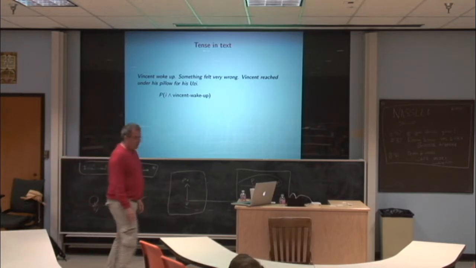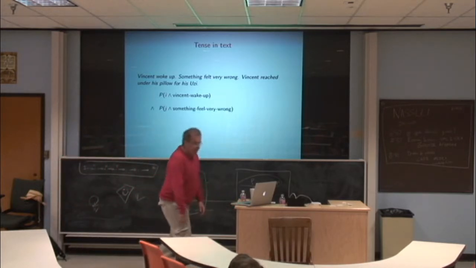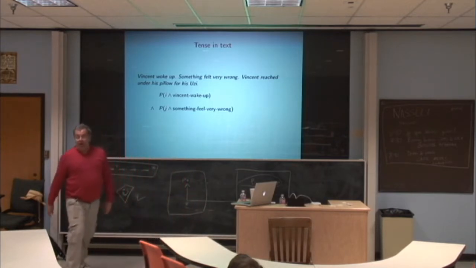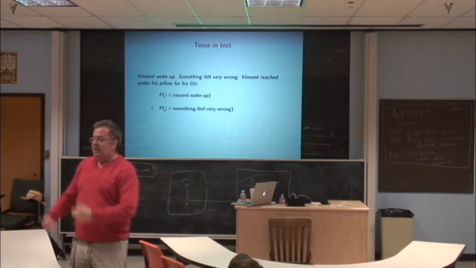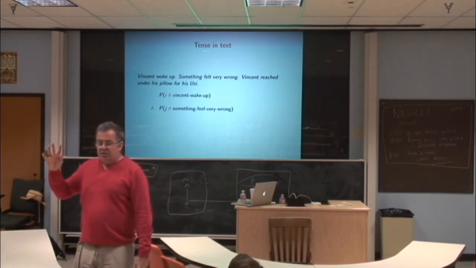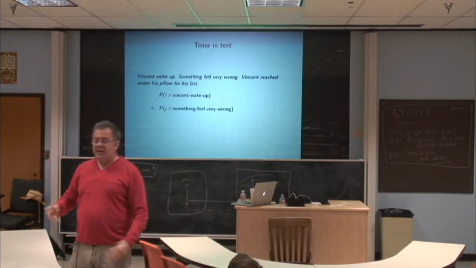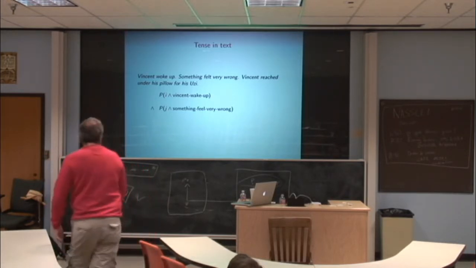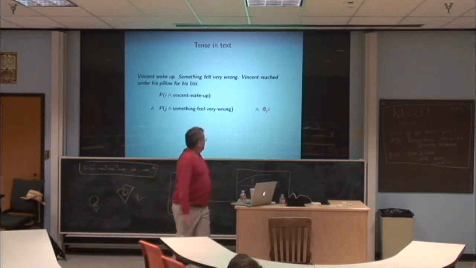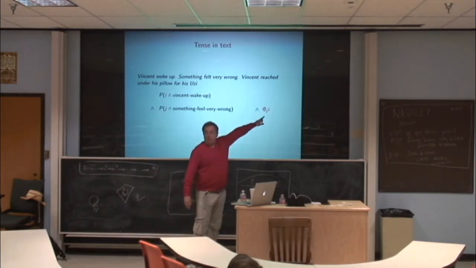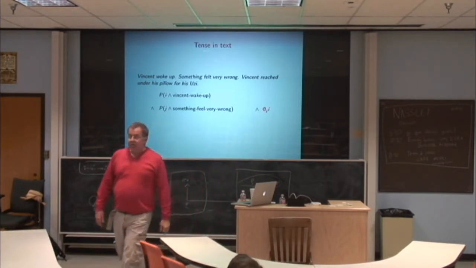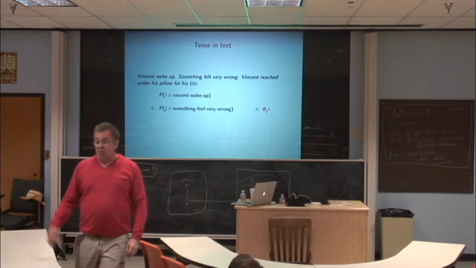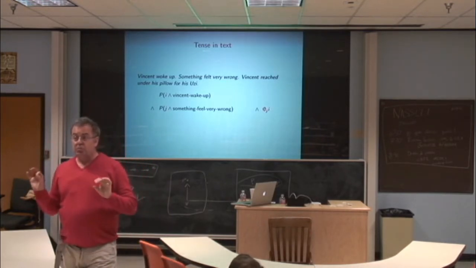Then we go on to the second sentence. Something felt very wrong. Once again, in the past, brand new nominal. In the past, there was some point J, and something felt very wrong. But we're not finished, are we? Because now we've got an I and a J, and we really want to say that they're the same. Let's write at a point called J, I is true. Which, if you think about it, is just a wacky hybrid logic way of saying the point I is equal to the point J. It's kind of a modal way of dealing with equality.